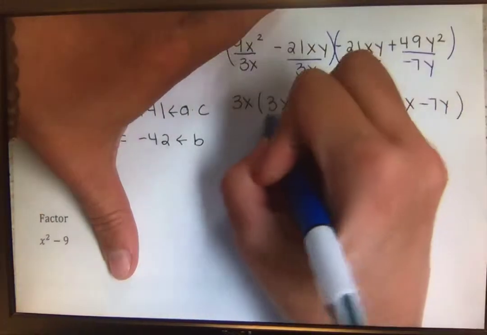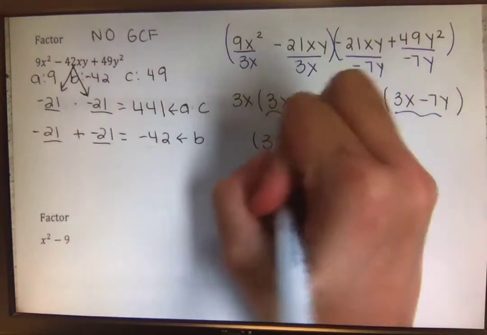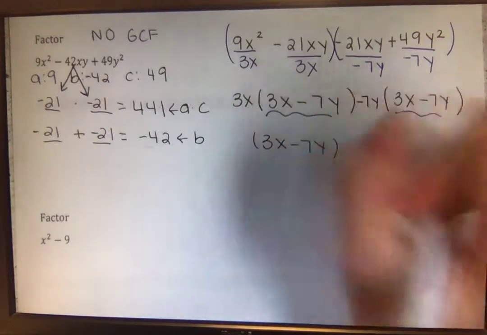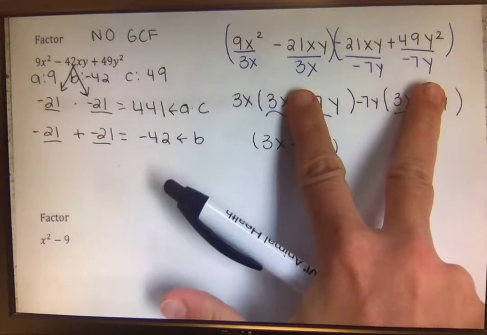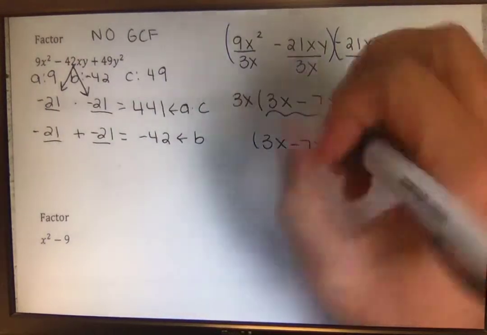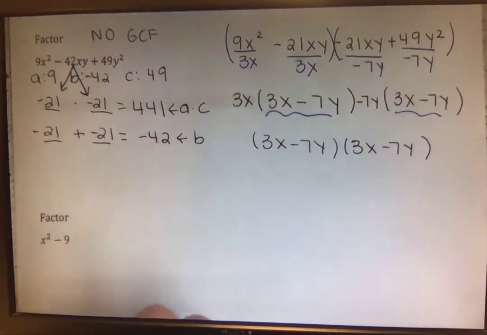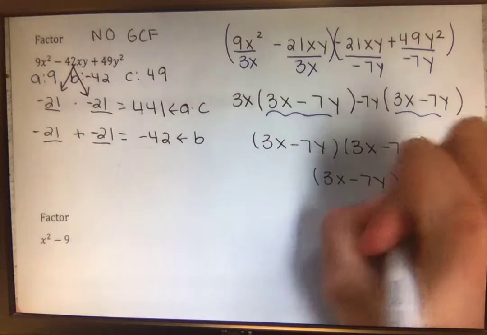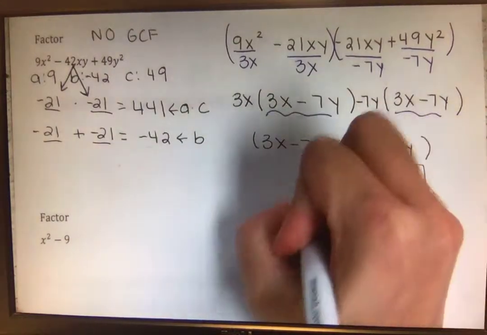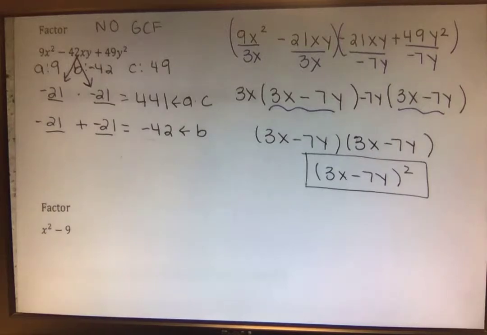So if you notice, we know we did something right because they both have 3x minus 7y in common, so that will be one factor. Taking out that factor of 3x minus 7y, we're left over with another 3x minus 7y. So 3x minus 7y times 3x minus 7y, we can rewrite as 3x minus 7y squared. Remember, this is about special cases, so that's why they're all squared thus far.